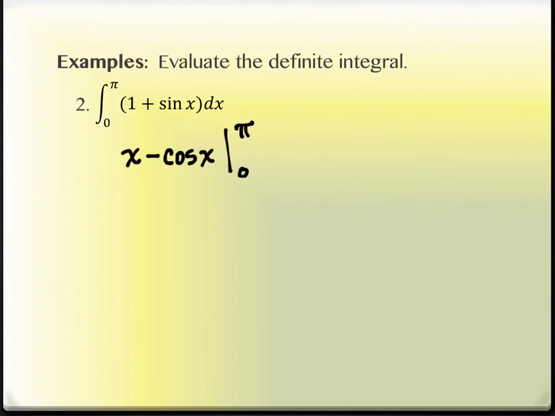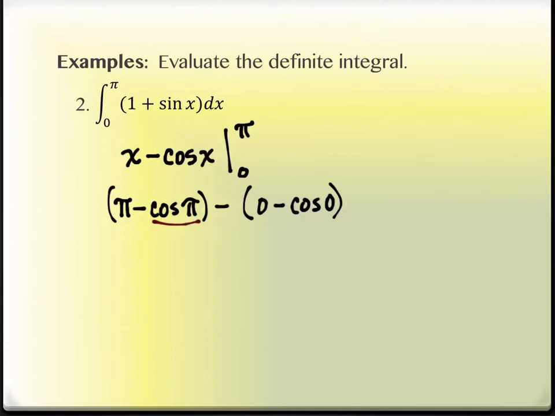Okay, so everything I'm showing is exactly what you have to show. And then we're going to evaluate it. So we're going to plug in pi minus cosine of pi. And then we're going to subtract 0 minus cosine of 0. You can't put this in your calculator. You can get an approximation, but pi itself is already irrational, right? So it's not going to be helpful.